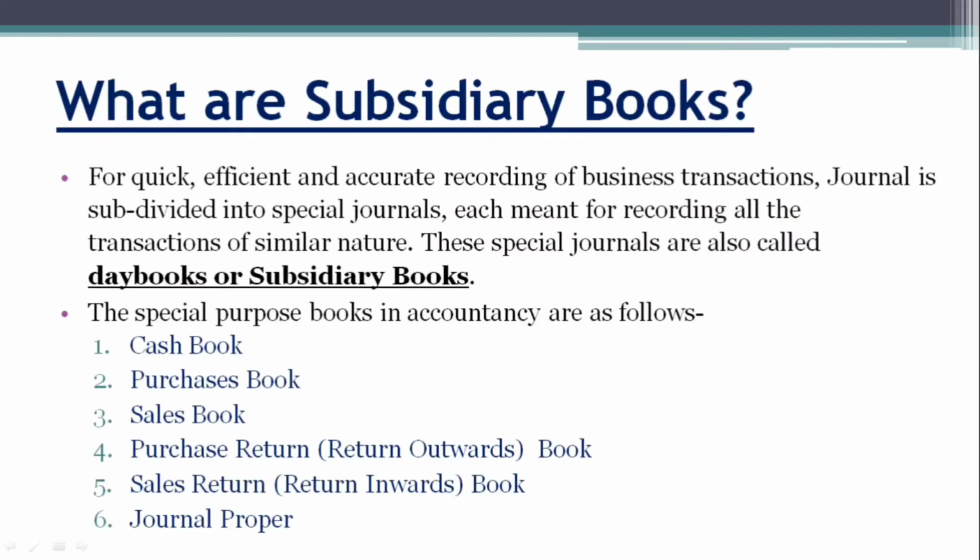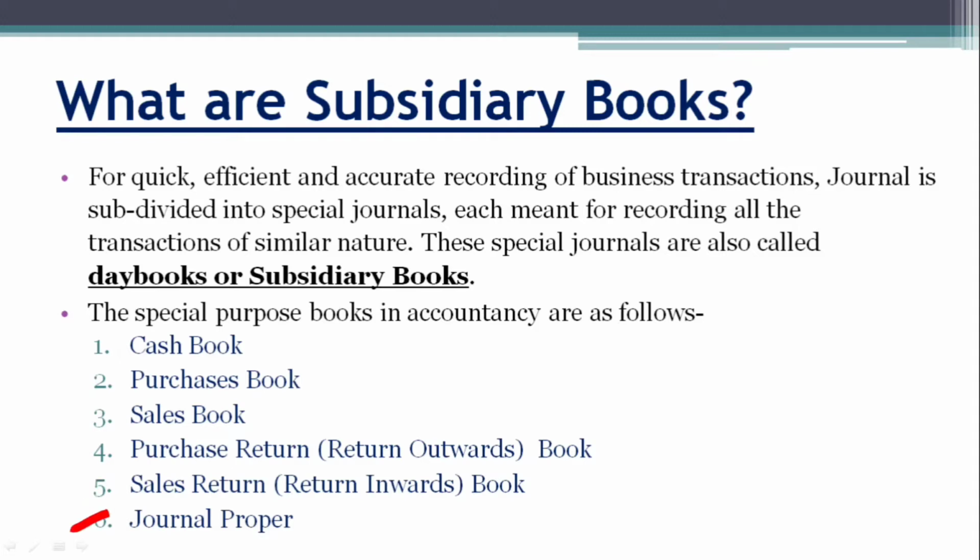For quick, efficient and accurate recording of business transactions, journal is subdivided into special journals, each meant for recording all the transactions of similar nature. And these special journals are also known as the subsidiary books or the day books. Alright, so a specific journal book which is meant for all the transactions of similar nature are known as the subsidiary books. And in accountancy, we have some number of subsidiary books that are cash book, purchase book, sales book, purchase return book, that is also known as return outward book, sales return book, which is also known as return inward book, and the journal proper.